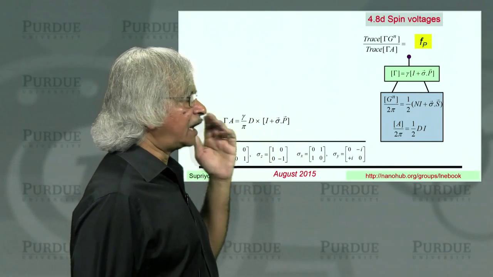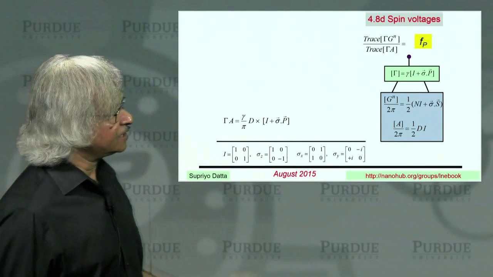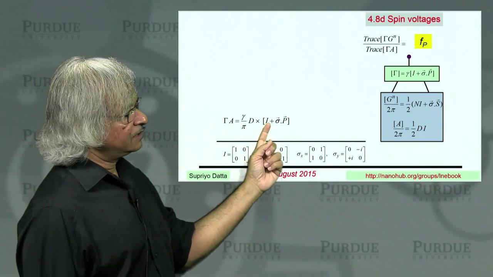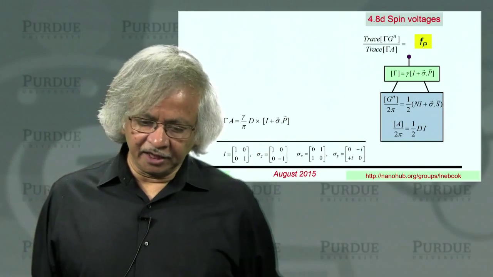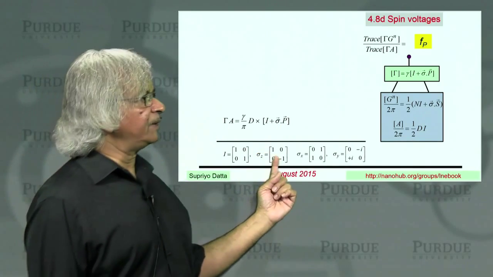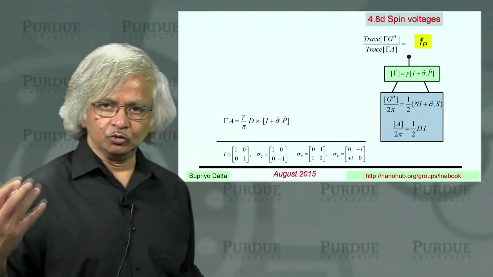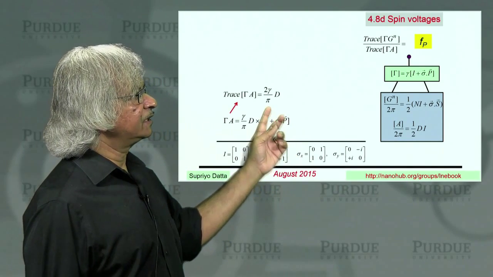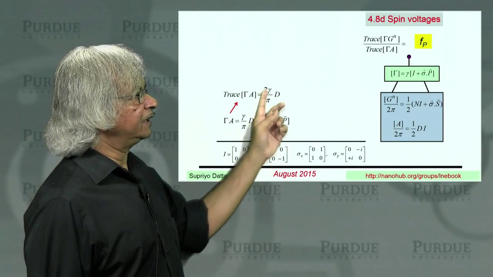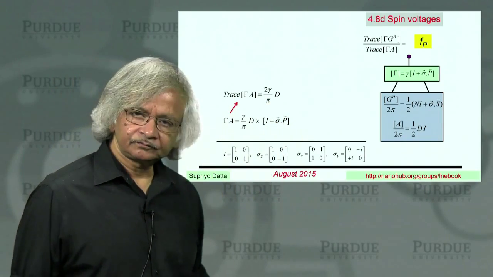gamma A. Now, you want the trace of that. So, trace I'd say is very easy to see because it's I and various sigma matrices, and as I had mentioned earlier, all the sigma matrices have a trace of 0, while I has a trace of 2. And so, when I take the trace of this, I just get 2 from here and then gamma over pi times D. So, that's straightforward.